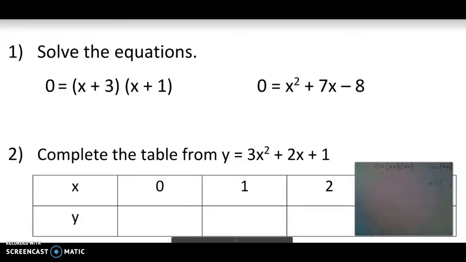Here are the answers to your warm-ups. So the first one is asking us to solve the equation, which basically means solve for x, because that's our variable.